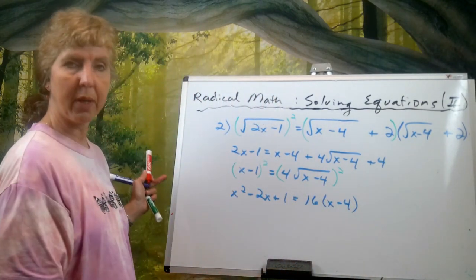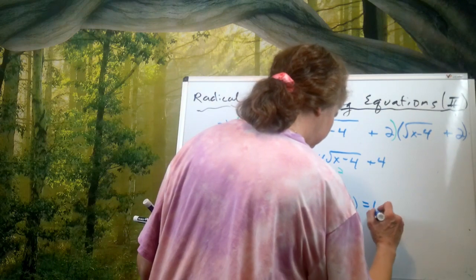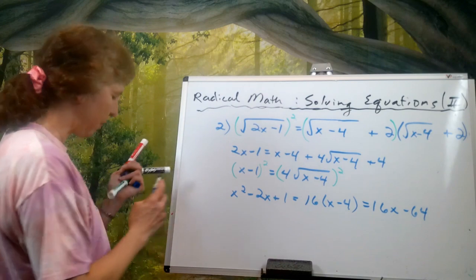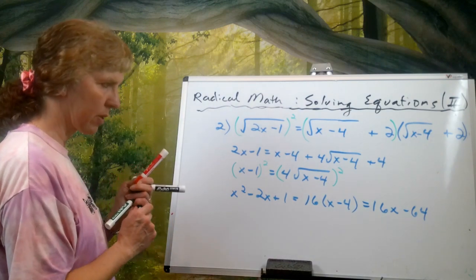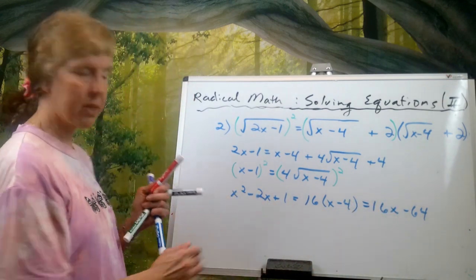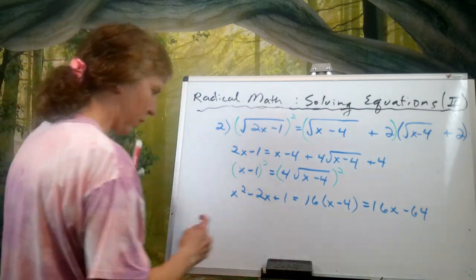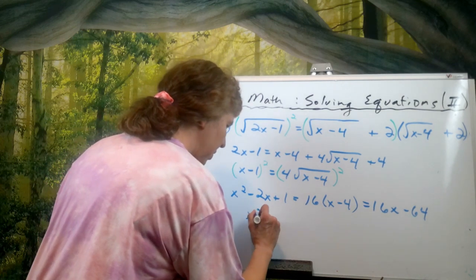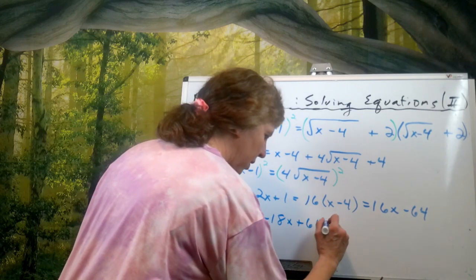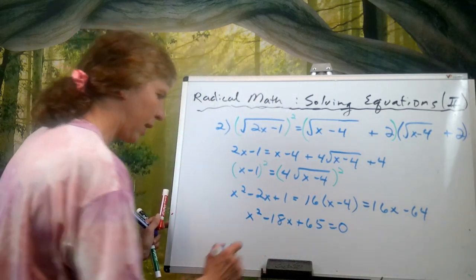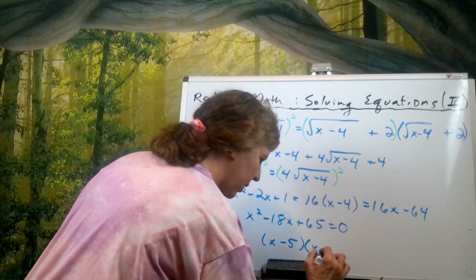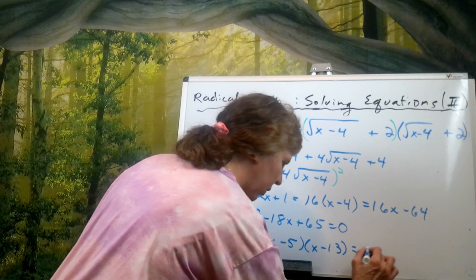And I'm going to need to multiply that out anyway, so I'm going to go ahead and do that. Like I said, I like my leading term on quadratics to be positive, so I'm going to subtract the 16x and add the 64 to both sides just to keep this positive. So I have x squared minus 18x plus 65 equals 0. So that factors to x minus 5 times x minus 13 equals 0.